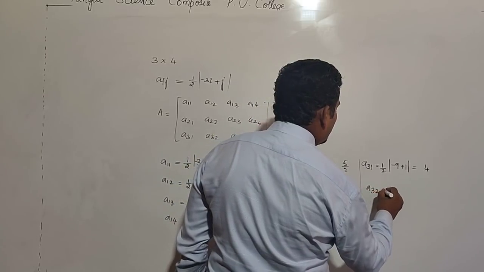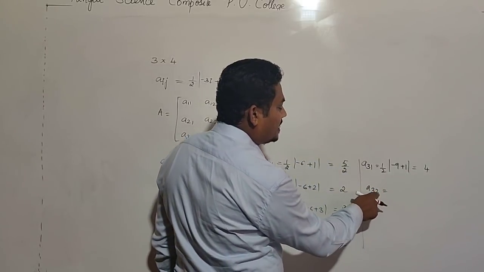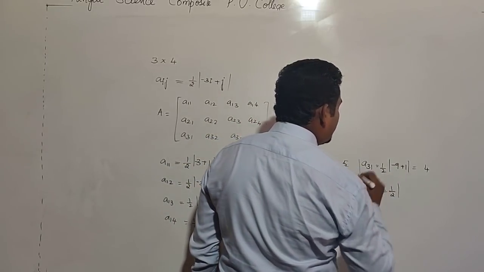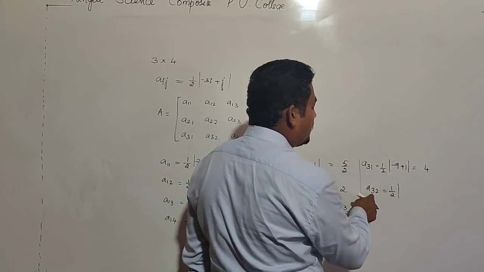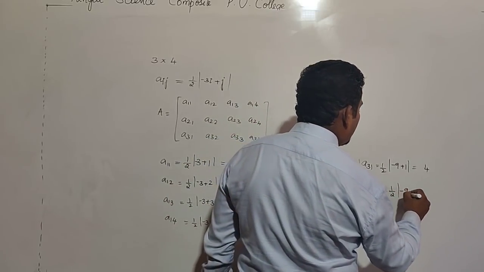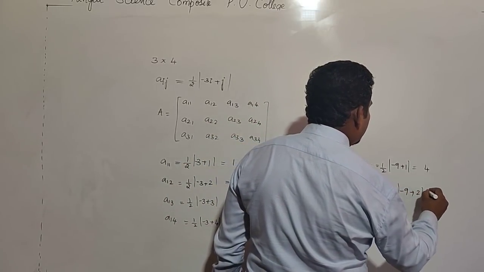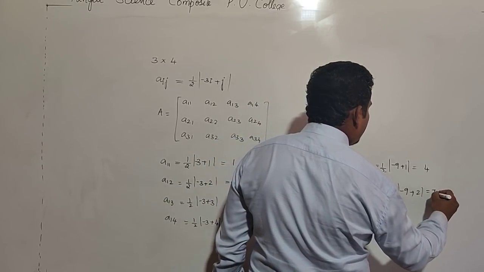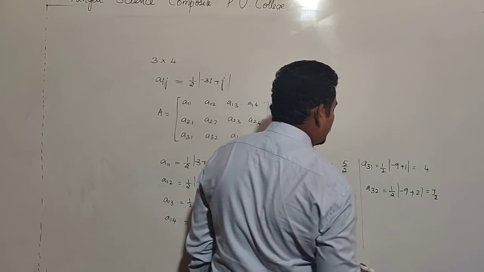Next A32. Replace i value 3, j value 2. It will be 1 by 2 times modulus of minus 3i, which means minus 9. Minus 9 plus 2 gives modulus of minus 7. Modulus of minus 7 is plus 7 only, so it will be 7 by 2.